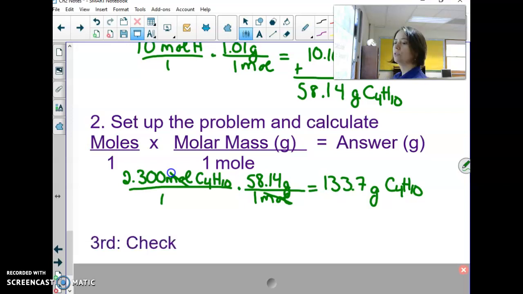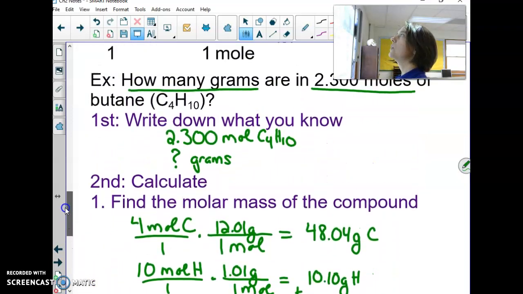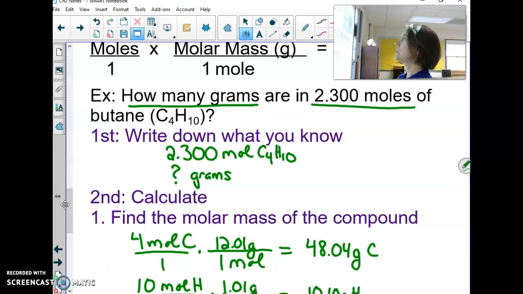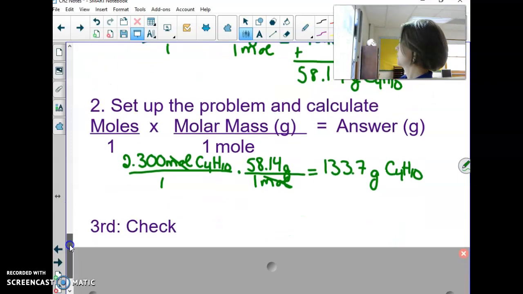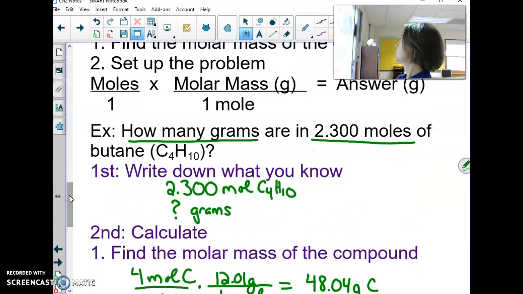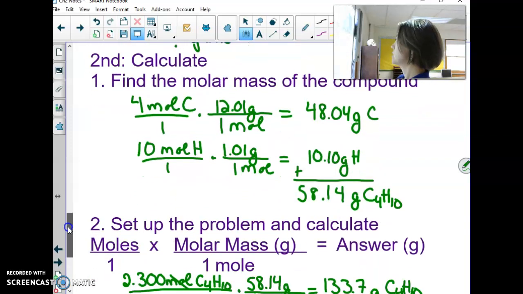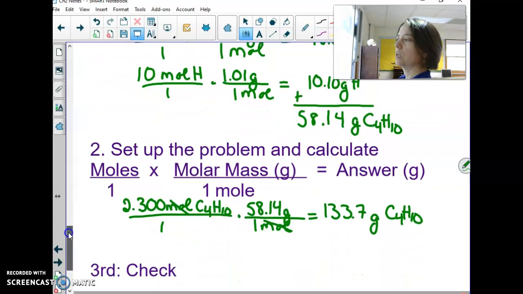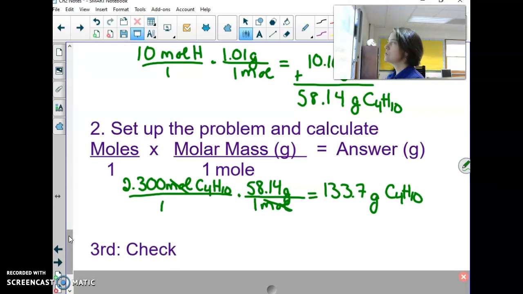Right, then we are going to check. Did we answer the question? How many grams? We did answer the question. Now let's see if it's reasonable. So if we have 2.3 moles, okay, so that's like 2.5 moles. And so let's round the molar mass into 60. So if the molar mass was 60 and we had 2 of them, that would be 120, and another half, so half of 60 is 30, and 120 plus 30 is 150.